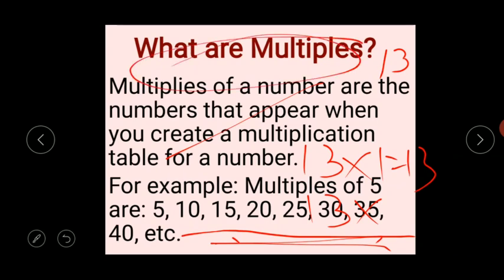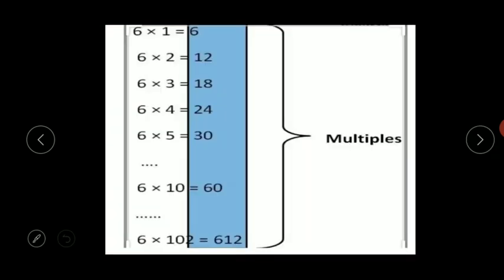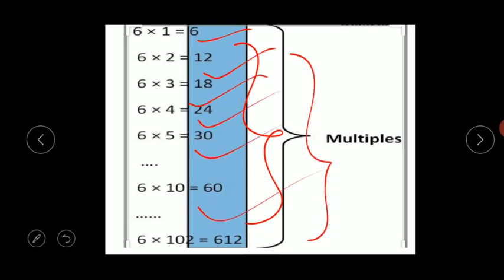Multiples of a number are the numbers that appear when you create a multiplication table. So this is the concept, the multiplication table. All right, let us proceed to the next. I have given you an example here, the multiples of 6. 6 ones are 6, 6 twos are 12, 6 threes are 18, 6 fours are 24, 6 fives are 30. So this is nothing but the multiples of 6: 6, 12, 18, 24, 30, and so on. It will go on and on.